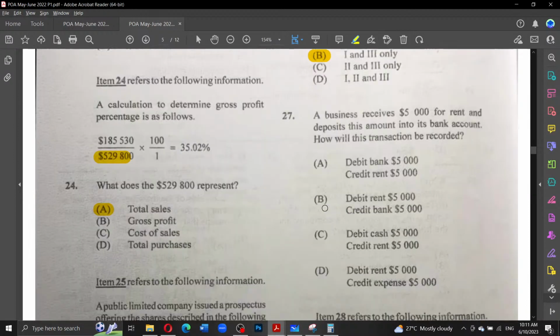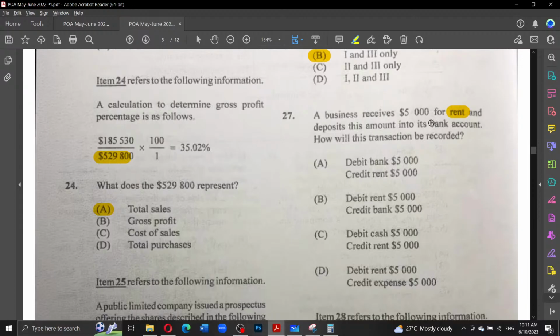Moving on up to 27. A business received $5,000 for rent and deposited this amount in its bank account. How will this transaction be recorded? So this here is not an expense. This here is going to be rent received, which is an other income. And we have deposited in the bank account. So bank will be increasing.